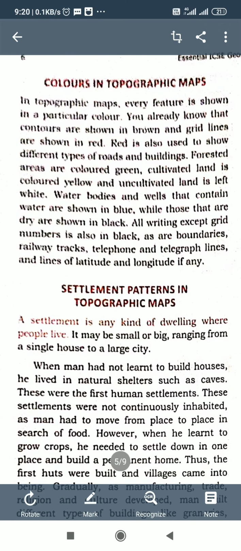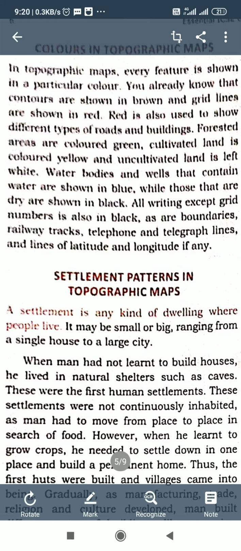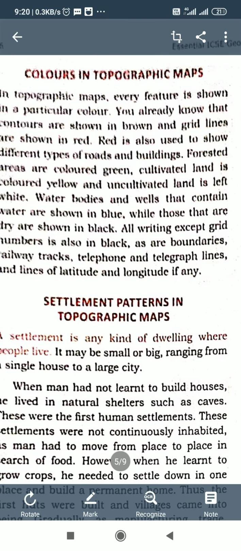First, white color is used for uncultivated land. Green color is used for forest area. Yellow color is used for cultivation. Red color is used for settlements, roads, cart tracks, etc. And black color is used for lines of longitude, lines of latitude, boundaries of the rivers, banks of the rivers, spot height, triangulated height. Next, brown color is used in contour lines.